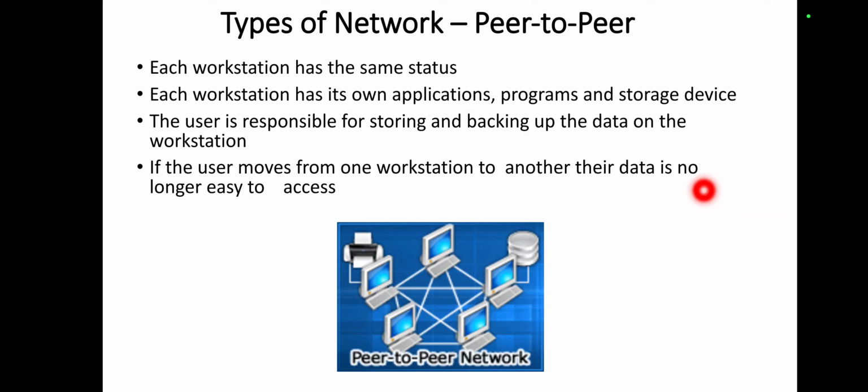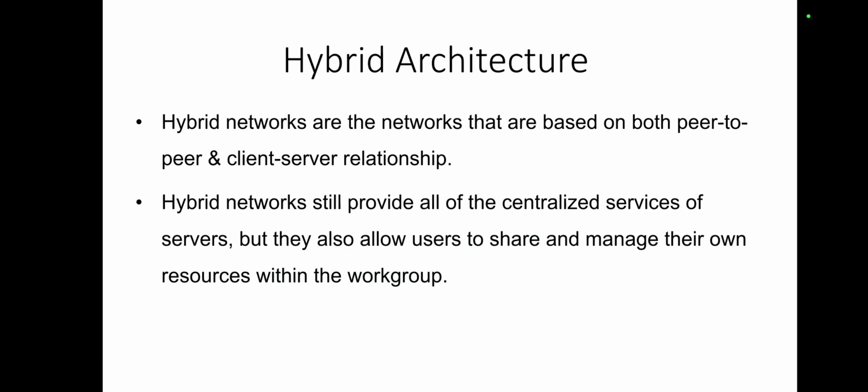In peer-to-peer network architecture, the user is responsible for storing and backing up the data on the workstation. If a user wants to move from one workstation to another, it is no longer easy to access. Now the third network architecture is hybrid architecture. Hybrid architecture is based on both client-server and peer-to-peer architecture. It provides all the centralized services of the servers, but also allows users to share and manage their own resources with the work group.